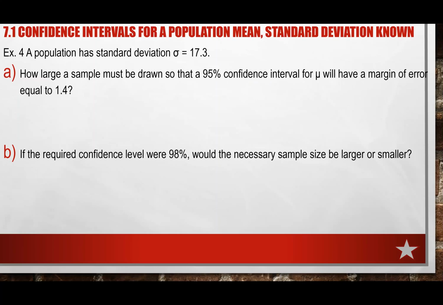Okay, so let's take a look at this thing here. Let's say the population has a standard deviation of 17.3. How large a sample must be drawn so that a 95% confidence interval for the mu has a margin of error equal to 1.4? Looking at this, we don't know the n. That's what we're looking for. We're looking for how large the sample size must be. So what do they give us? Do you agree that they give us the margin of error, which is m equal to 1.4?